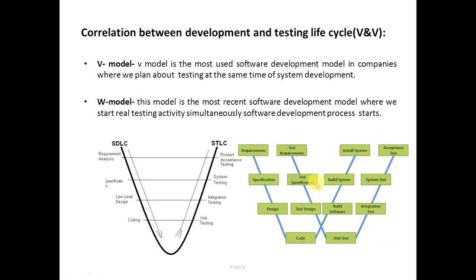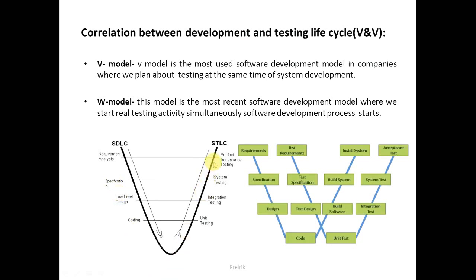So what's the difference in the W model? Here you can see that all the STLC activity is planned once the coding is done. There is no testing activity happening before the coding. So all these requirements are untouched from a tester's point of view. So there may be some flaws in the specification or designing, which will lead to detection of bugs in later stages.